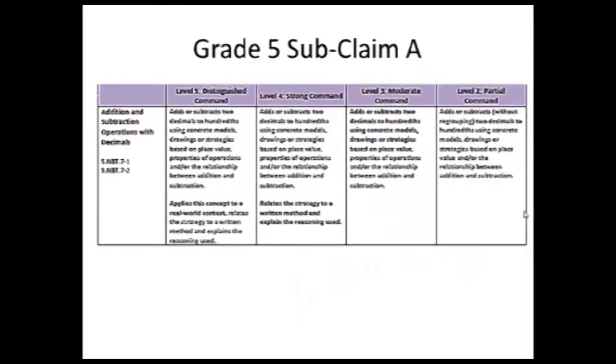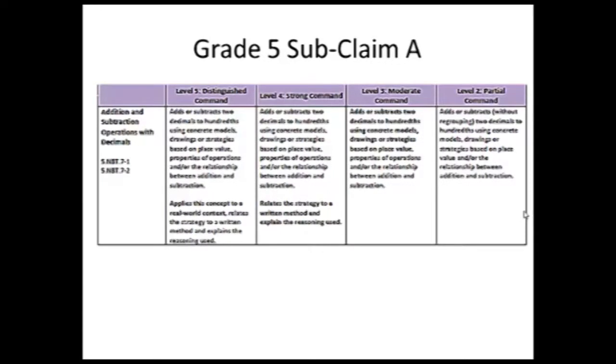Fifth grade subclaim A. In fifth grade, we move beyond just this basic understanding of fractions and decimals, and we start to do things with them at a very high level. As you notice in this example, as I go from level 5 down to level 2, which is only partial command of the content, my level of thinking and my use of the mathematical practices diminishes, I guess I would say. So that tells you, if you're a fifth grade mathematics teacher, that you need to really take a look at what you're having kids do with addition and subtraction and operations with decimals.